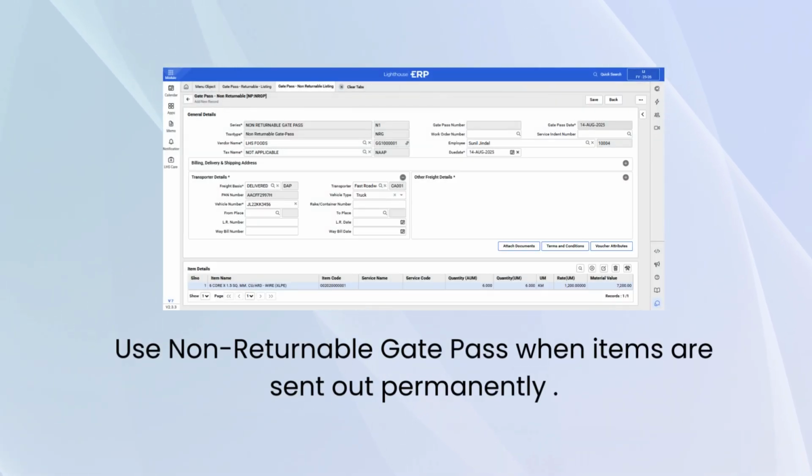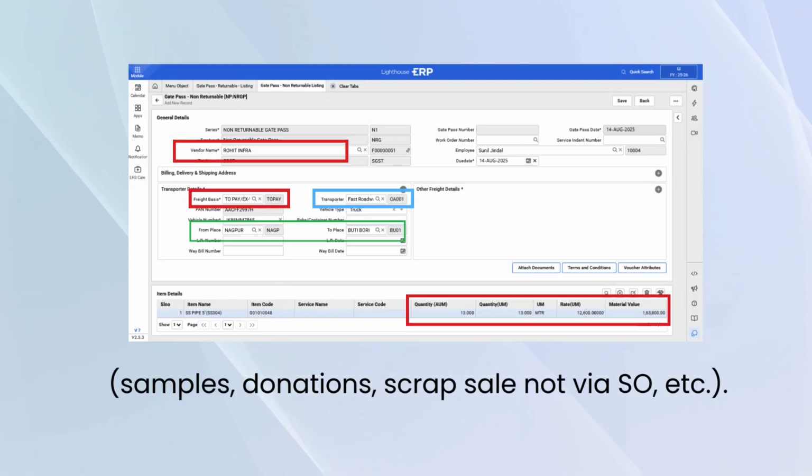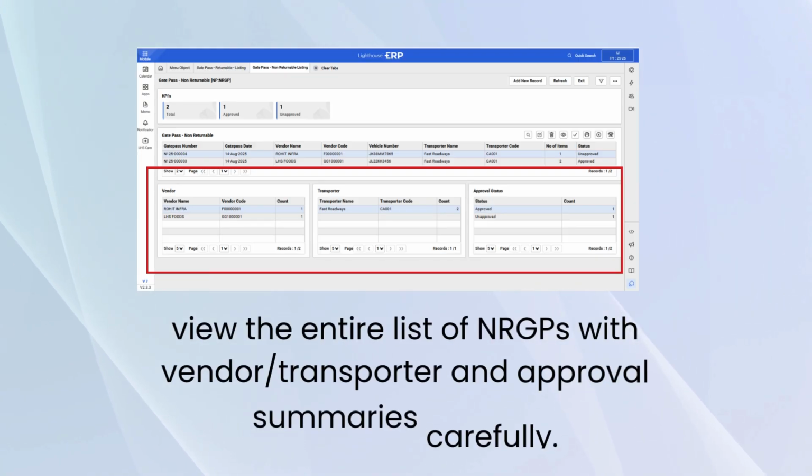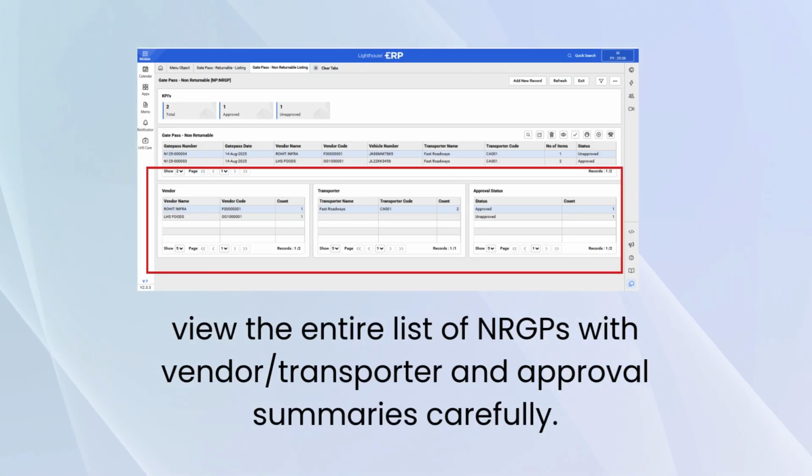3. Non-Returnable Gate Pass (NRGP). Use non-returnable gate pass when items are sent out permanently. Samples, donations, scrap sale, not via SO, etc. View the entire list of NRGPs with vendor, transporter, and approval summaries carefully.